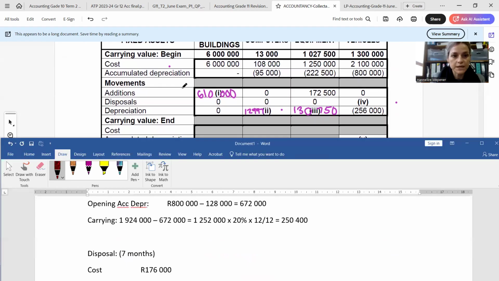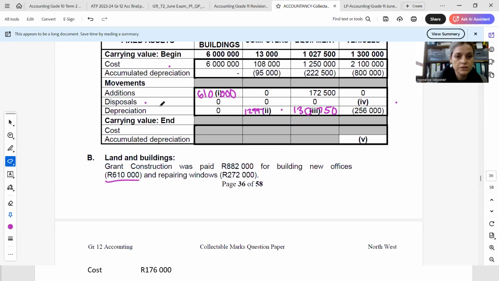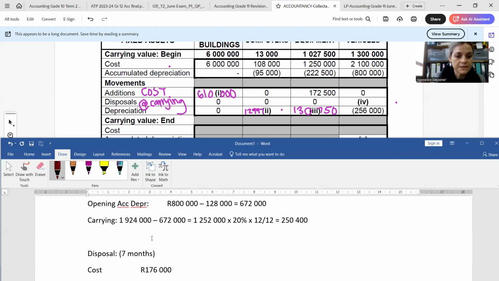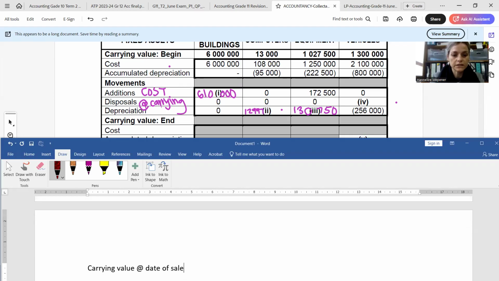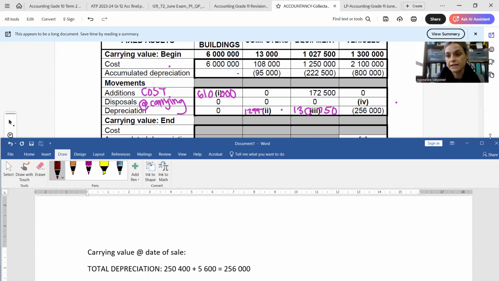For the disposals, we have to remember that disposals are at carrying value. So additions at cost, and then disposals are at carrying value. Carrying, should have just written CV, at carrying value. So that means that I now have to calculate, I have the carrying value at the beginning of the year, that's a 48. But I now have to calculate my carrying value at date of sale. Did I not type that correctly? Yes. Okay, at date of sale.